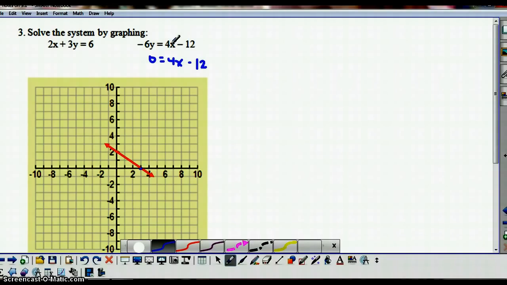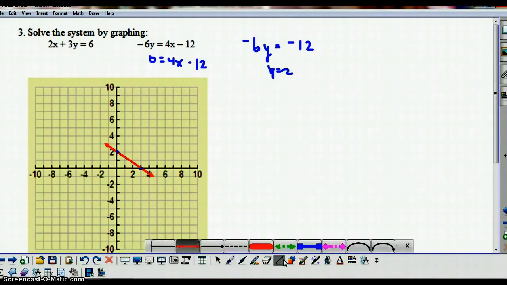Alright, well now let's pretend that x is 0. So if x is 0, I'd have -6y on the left still. But on the right, I'd have 4 times 0, which is 0. So I'm just going to have the -12. And then if I divide both sides of this equation by -6, I would get that y equals 2. But wait a minute, we already had y equals 2. So if I connect these points, I'd actually have the same line that I already had. Interesting. So that's a little different.